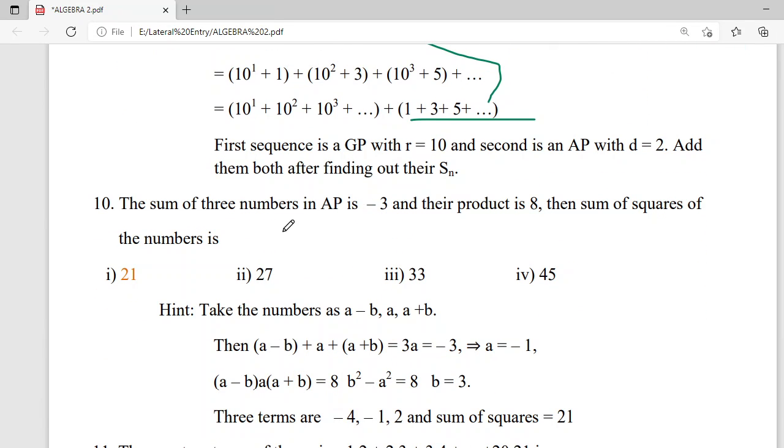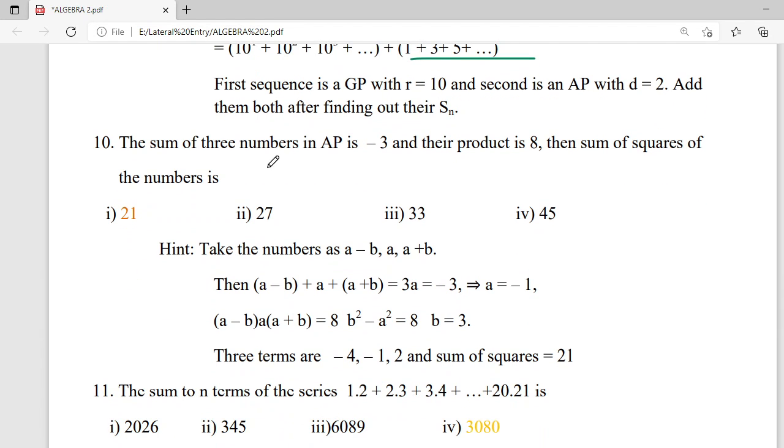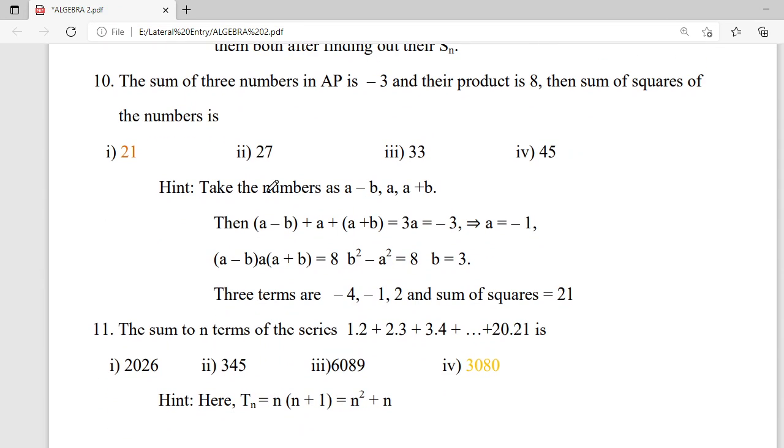Then sum of 3 numbers in AP. So for this you just find a, b, c, 3 numbers. Then you write a plus b plus c is equal to. So take the numbers a minus b, a, a plus b. Then their sum is minus 1. So we are having a equal to minus 1. So after getting a equal to minus 1, you put the value, and you are having b equal to 3.